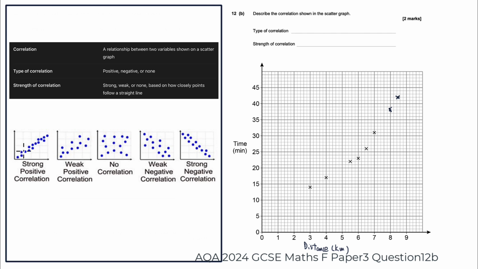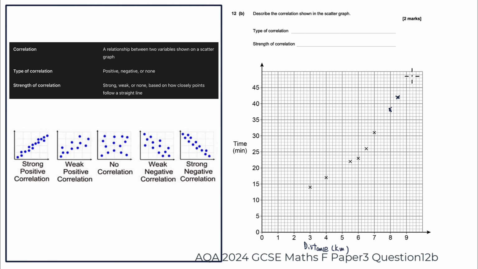Strong, very tightly gathered around a straight line. Weak, they're more scattered around a straight line. No correlation. There's a weak negative. They tend to go down the way, but they're loosely gathered around a straight line. This is strong negative correlation. They're going down, the points, and they're very tightly gathered around a straight line.